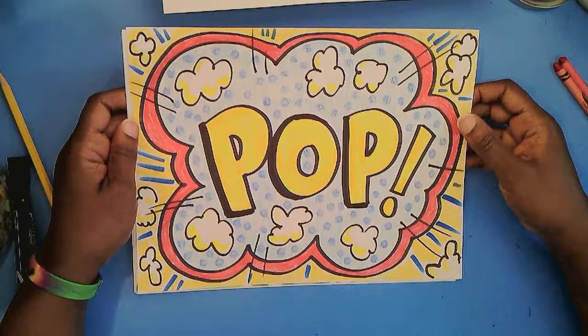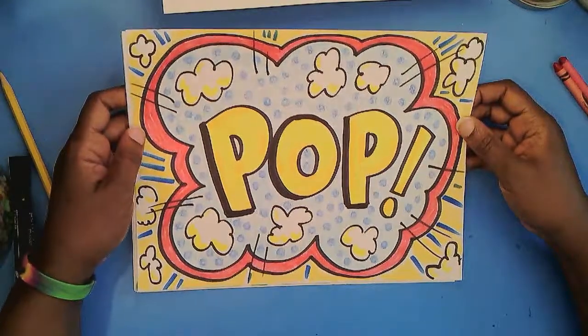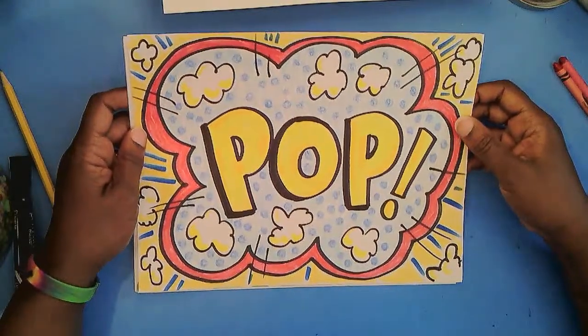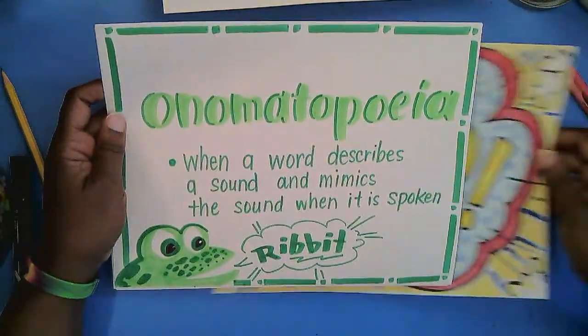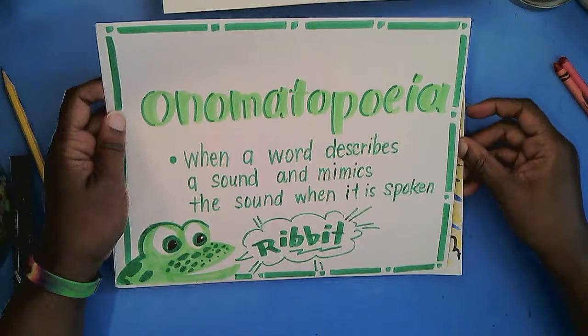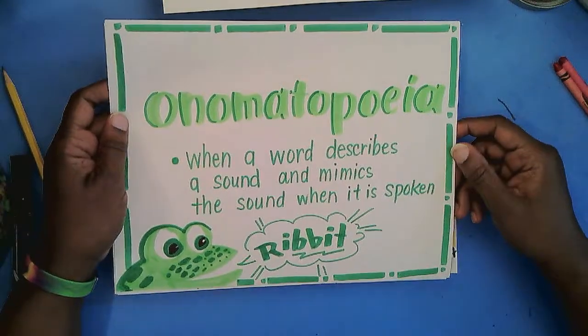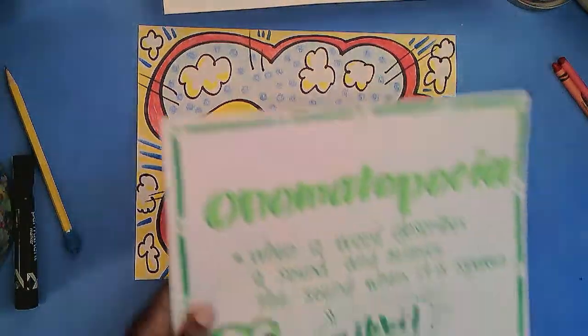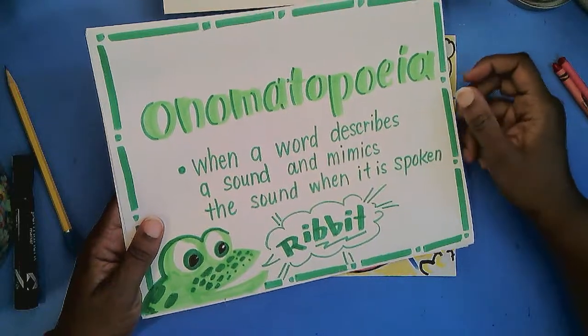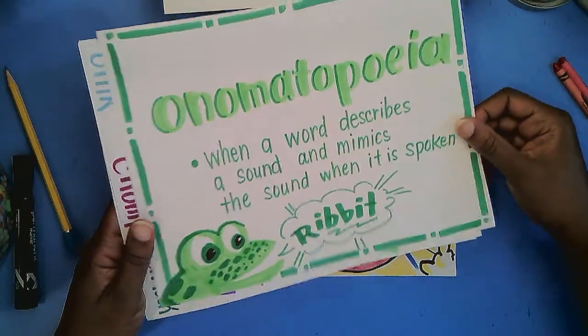Onomatopoeia, you said that a couple of times. What is onomatopoeia? I'm glad you asked. Well, onomatopoeia is when a word describes a sound and mimics the sound when it is spoken, like ribbit. Pop is also an onomatopoeia word. Sometimes onomatopoeia words are animal sounds. Sometimes they are other kinds of words.